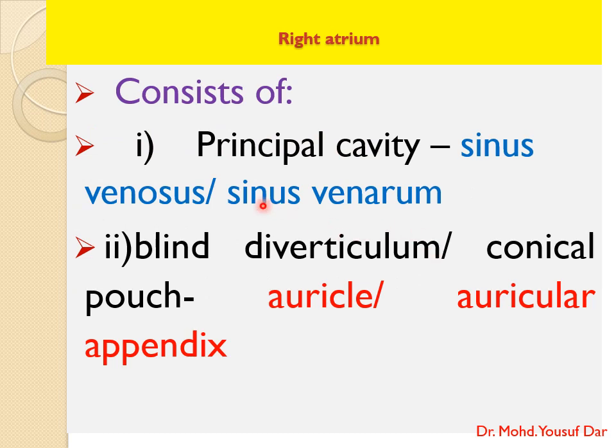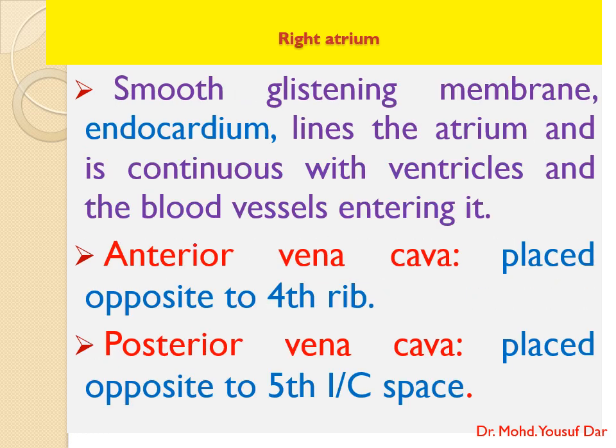The right atrium consists of a main cavity that is known as sinus venosus or sinus venarum, into which the main veins open. The next part is the blind diverticulum, or a conical pouch, that is known as auricle or auricular appendix. This auricle or auricular appendix covers the anterior face of the aorta, and it is blind, and it remains in front of the origin of the pulmonary artery.